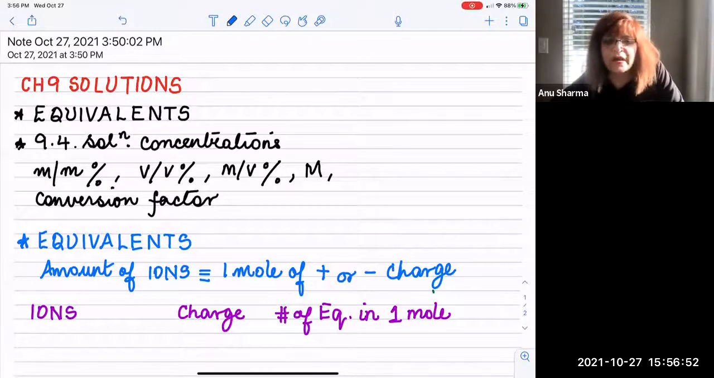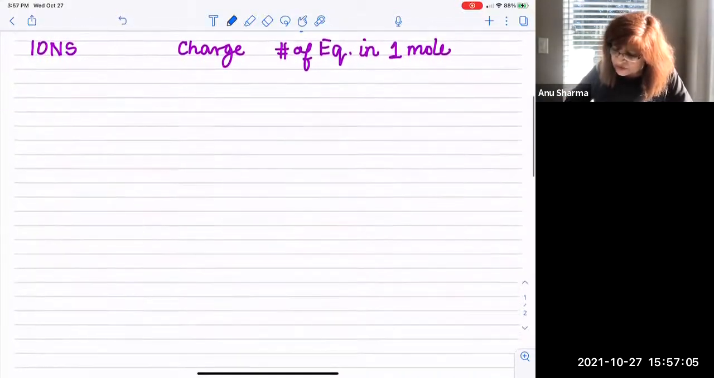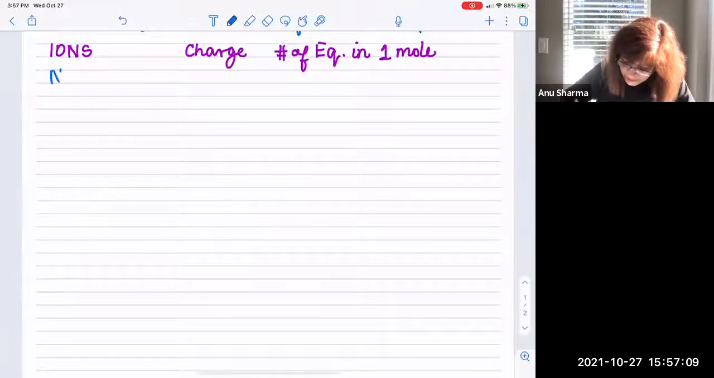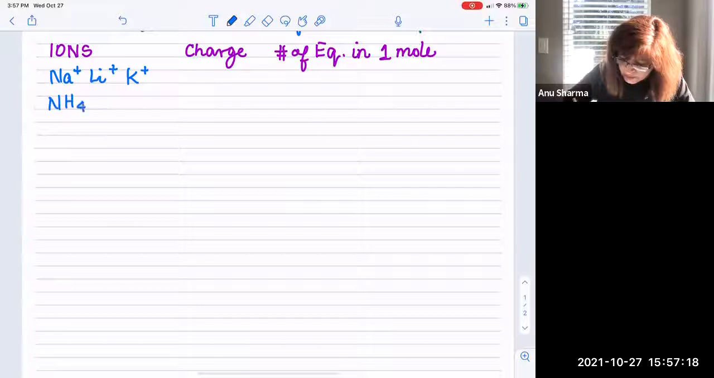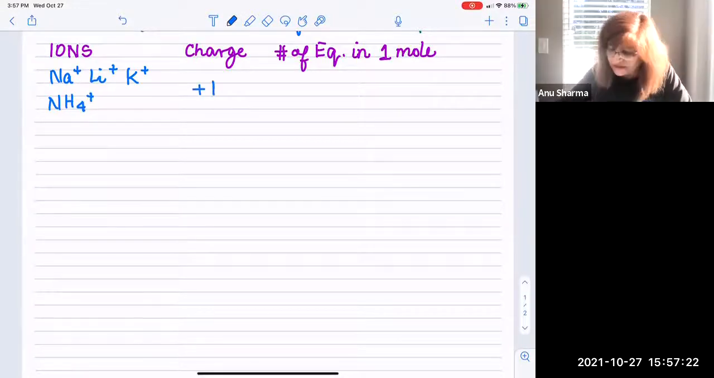Equivalence is the amount of ions which are equal to 1 mole of positive or negative charge. So that is a very basic definition of this concept. So now let's look at it. The types of ions, for example, if you have sodium ion, lithium ion, potassium ion, or even ammonium ion, these guys will have +1 charge. So what is the equivalent?